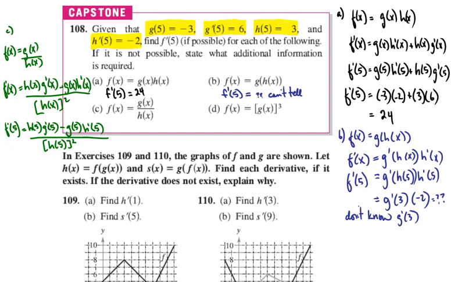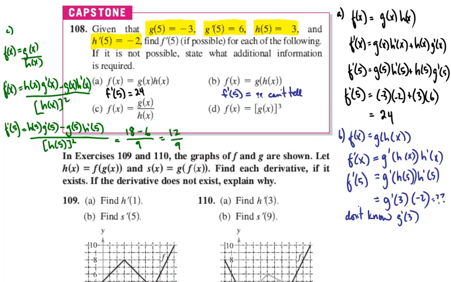h of 5 is 3, g prime of 5 is 6, so we get 18, minus g of 5, which is -3, times h prime of 5, which is -2. So we have minus -3 times -2, or minus +6. So we get 18 minus 6, which is 12. And h of 5 is 3, 3 squared is 9, so we end up with 12 over 9, or 4/3.